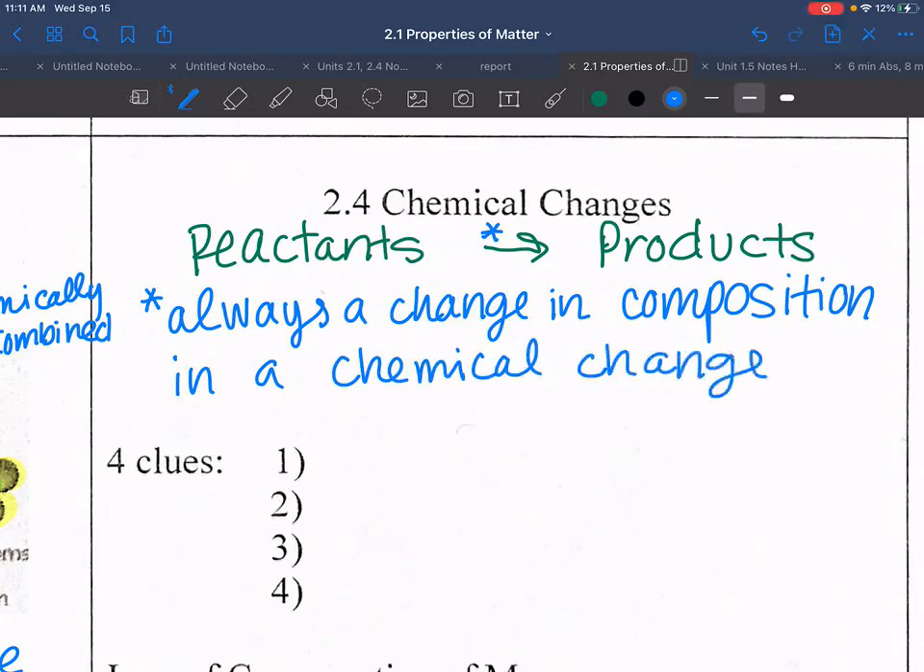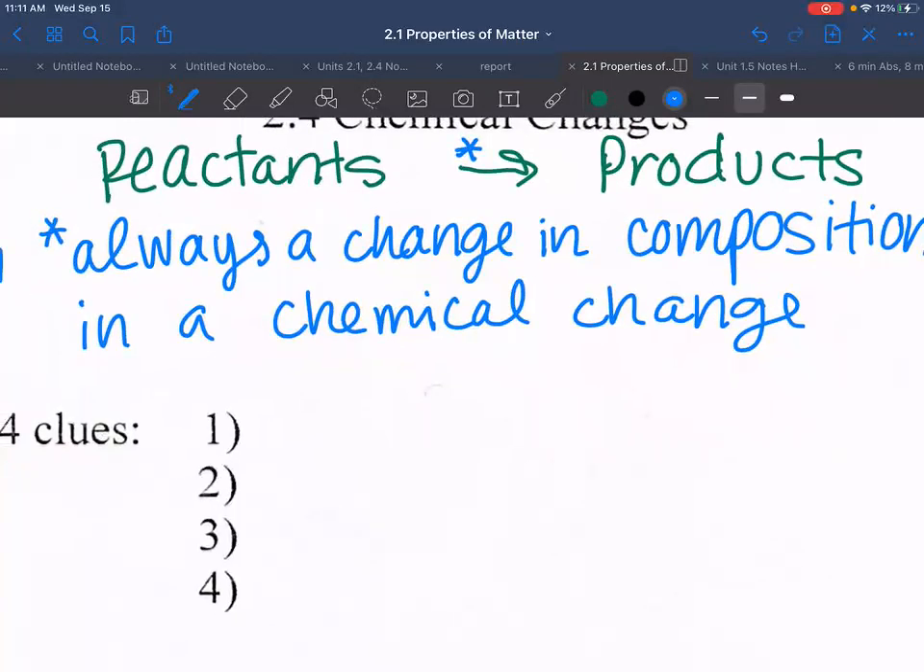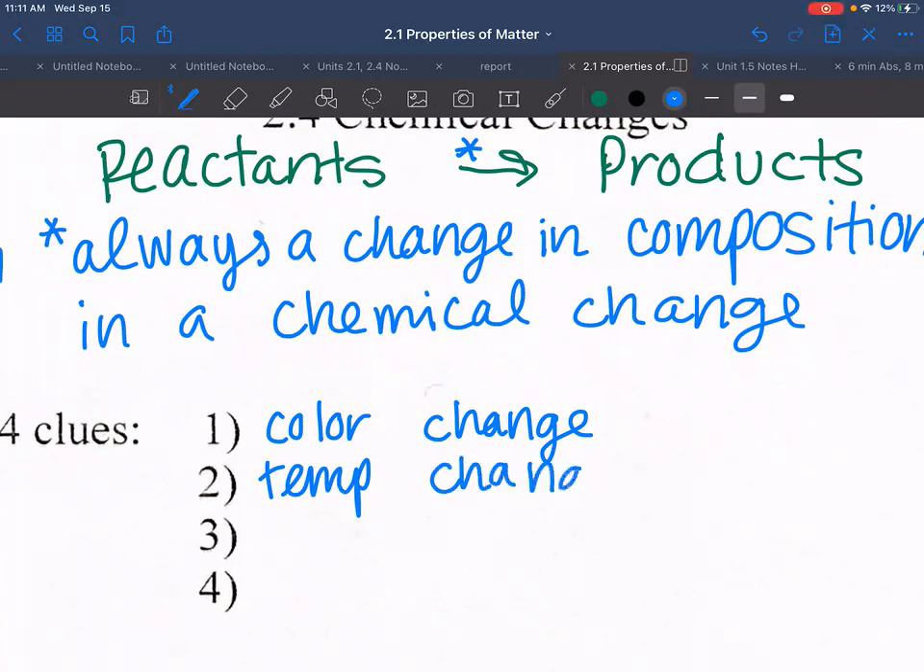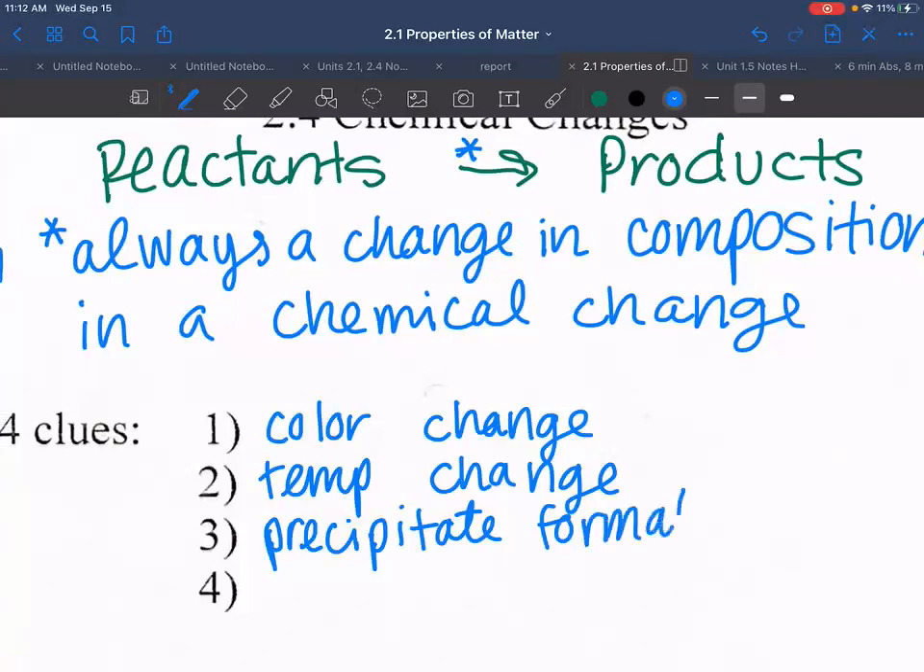Now, we have actually done a whole lab learning about 4 clues for a chemical change to occur. What did we look for in our last lab with all our test tubes? What's one thing? Color change, yes. What's another thing we looked for that would indicate temperature change? We're looking for 2 more here. Yeah, precipitate. Exactly. Precipitate formation. So forming a solid there, and then gas formation as well.